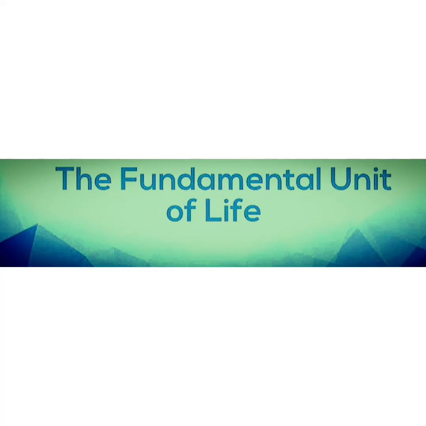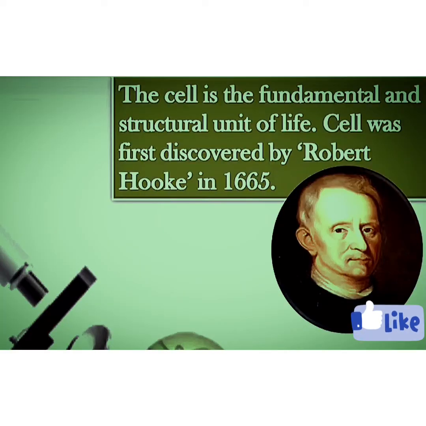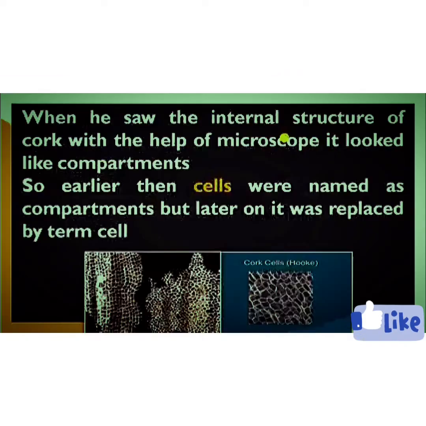Let's start the chapter, the fundamental unit of life. So what is the fundamental unit of life? The cell is the fundamental and structural unit of life. It was discovered by Robert Hooke in 1665. How? When he saw the internal structure of the cork with the help of the microscope, it looked like compartments, tiny compartments. So earlier, cells were named as compartments, but later on it was replaced by the term cell.